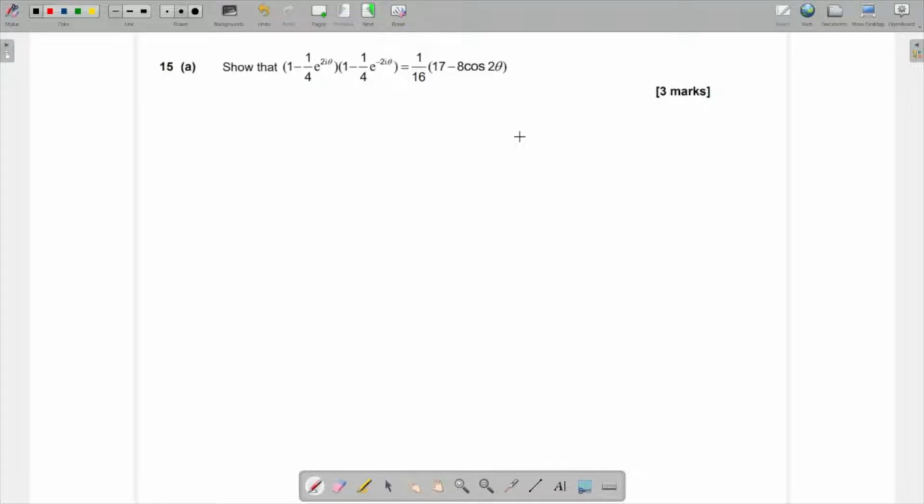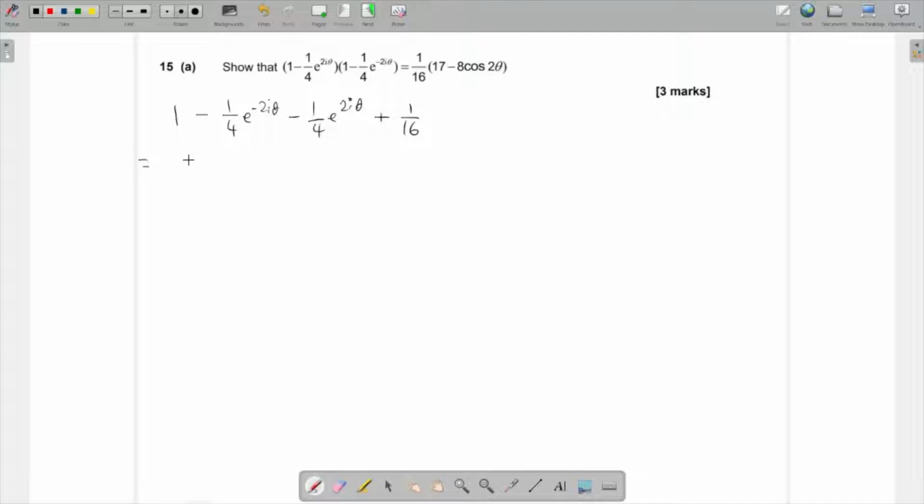Hi everyone. So in this question we're going to be covering some A-level further maths complex numbers. For part A, what they want us to show is that the left hand side can be written as the right hand side. So the first thing we want to do is expand the two brackets. So it's going to be 1 minus a quarter e to the minus 2i theta minus a quarter e to the 2i theta plus 1 over 16.